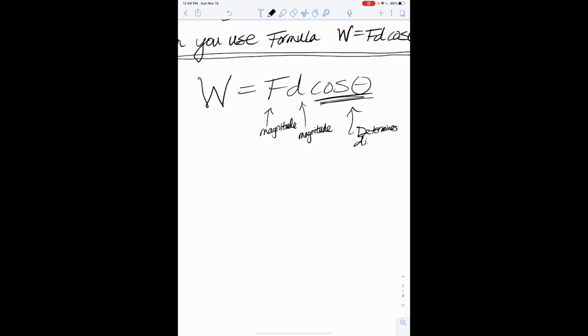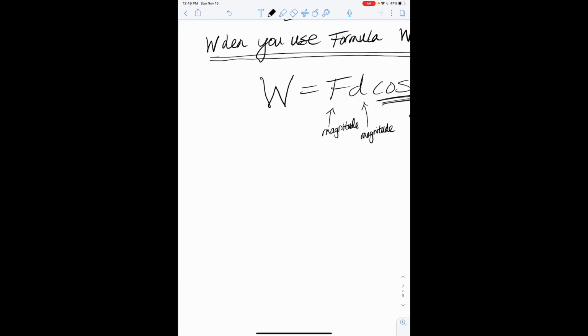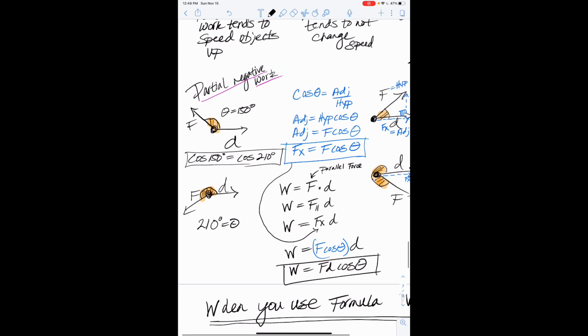So do you get a negative answer when you plug in the numbers? Do you get a positive answer when you plug them into the calculator? Because I'm guessing, and I do have my calculator in the other room. But if I go back to the partial negative work examples and I plug into my calculator cosine of 150, I get negative 0.866, which I think is the same as the negative square root 3 over 2.